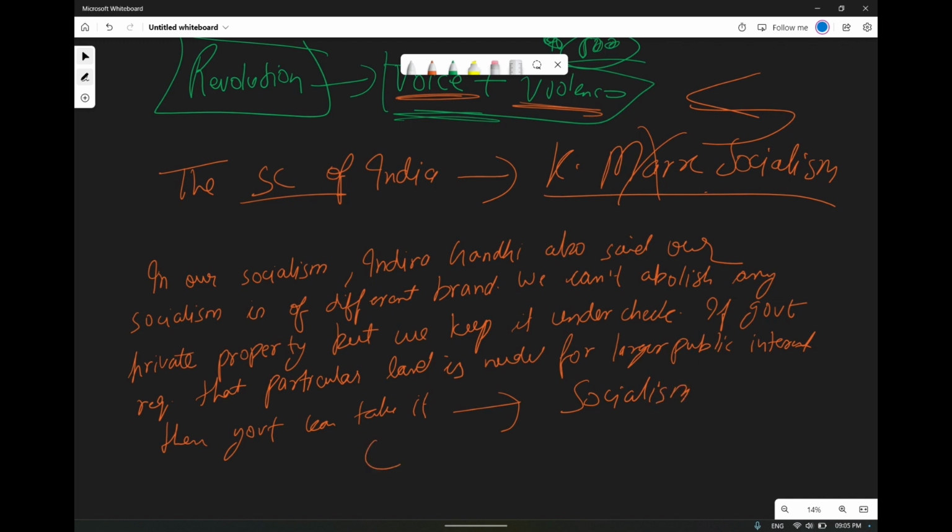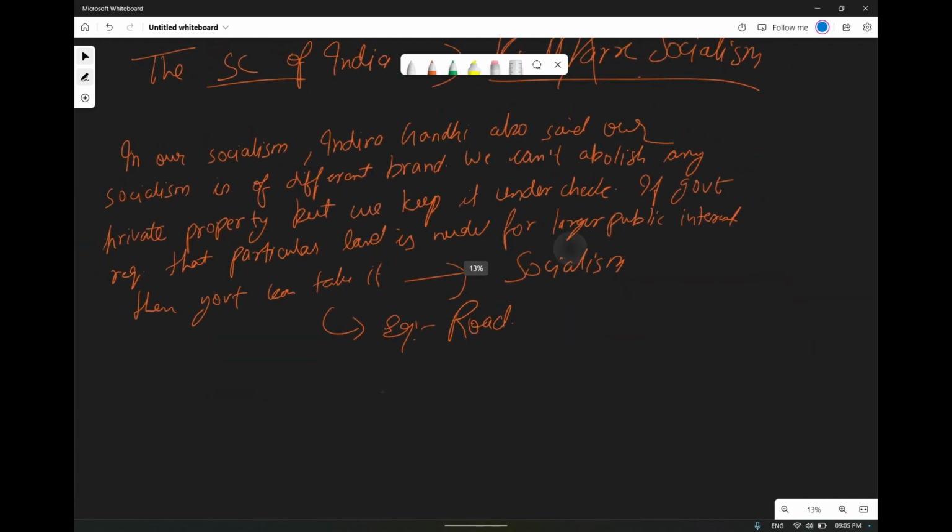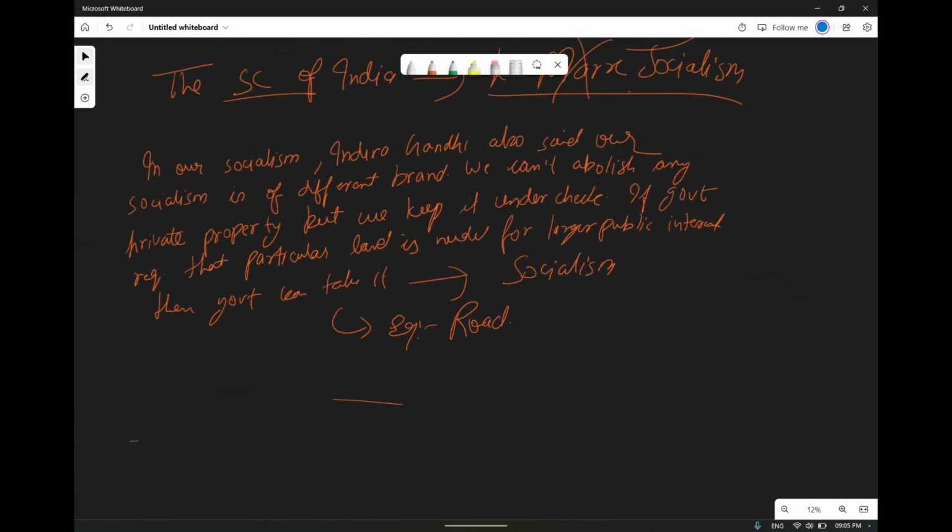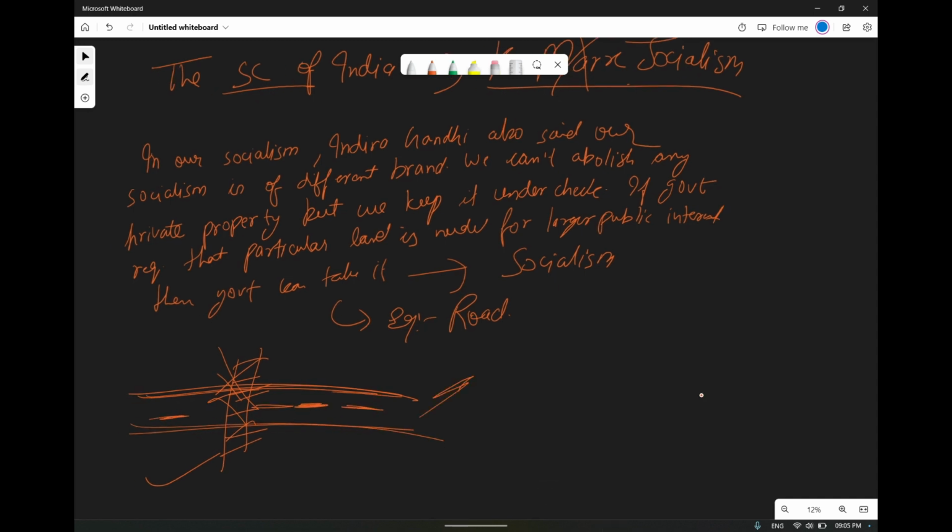And such as, for example, construction of roads and railways. If the government has planned to make a road through one region, and your land is in the path of that road, then the government can take that land. Why? Because this construction of road is for greater public interest.